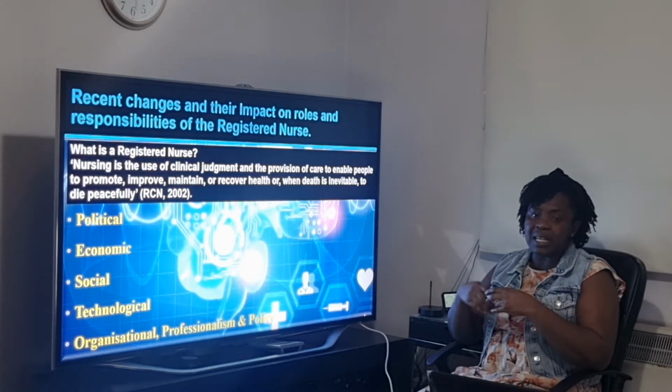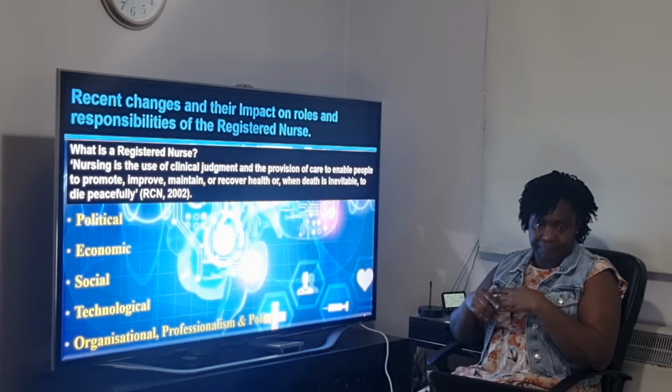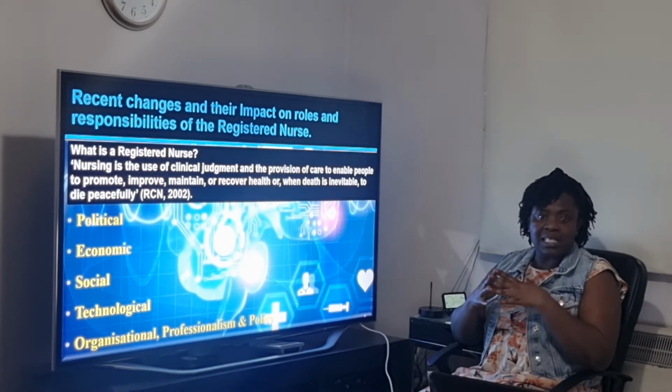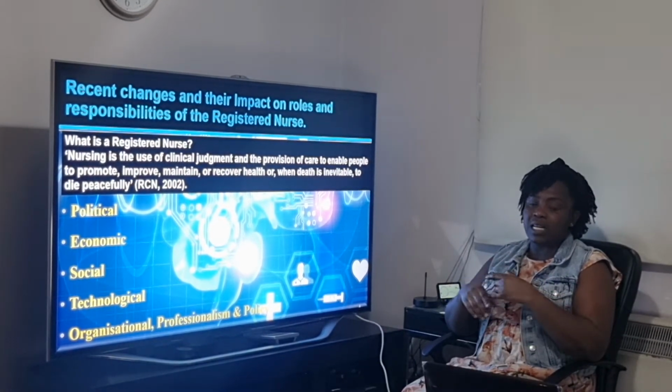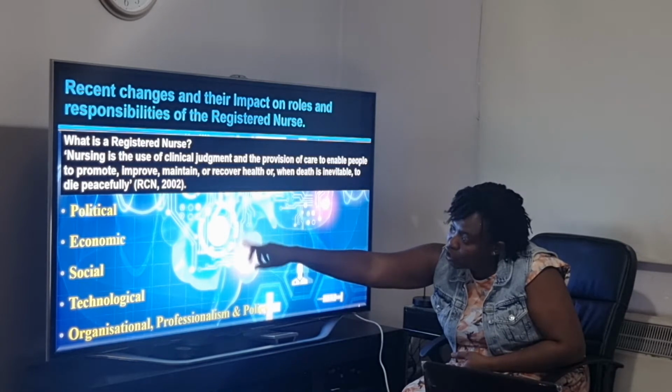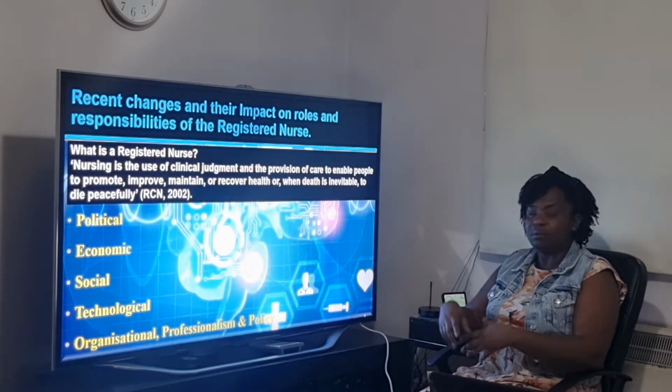Nurses today are constantly making decisions, gathering data, making medical assessments, and prescribing drugs. This has changed the profile of nursing as a career. These changes were triggered by political, economic, social, technological, organizational professionalism, and policy factors.